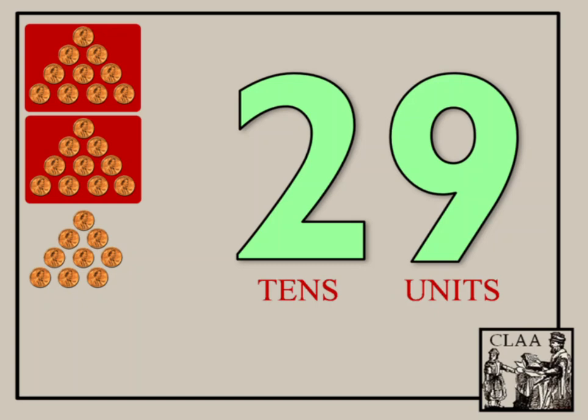If you look carefully at the pennies on the left, you'll see that we have 2 sets of 10 and almost another set of 10. We have 2 sets of 10 and 9 more. This is the number 29. The number 29 is written 2-9. The 2 tells us that there are 2 sets of 10, and the 9 tells us there are 9 units more. 29.